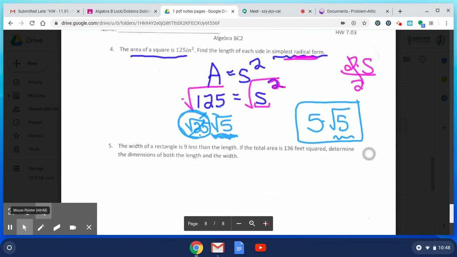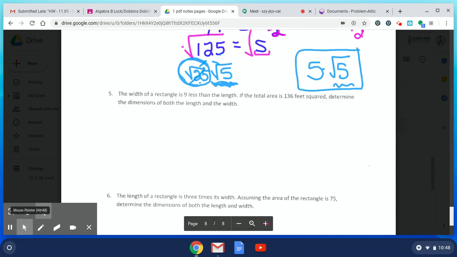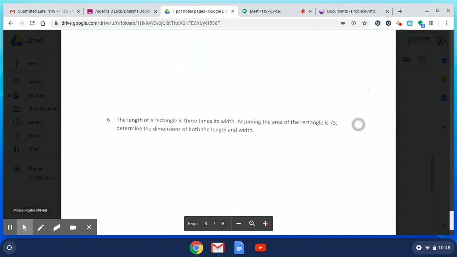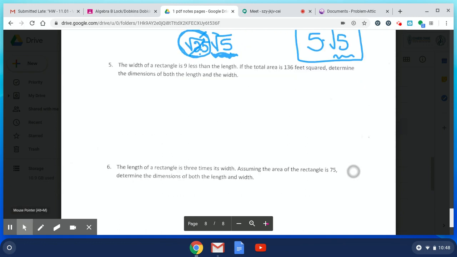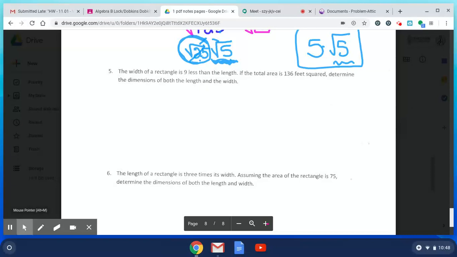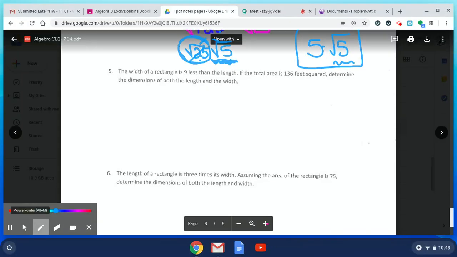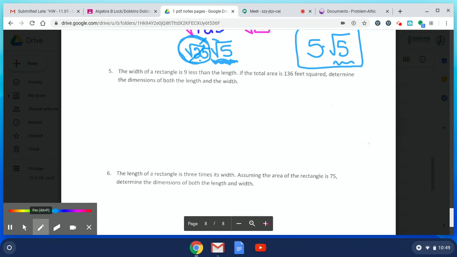Looking at number 5. The width of a rectangle is 9 less than its length. So we need to start with a diagram here. So if we draw a rectangle, the width is 9 less than the length. So length is listed second. So that's going to be our variable. I'm going to use an L.